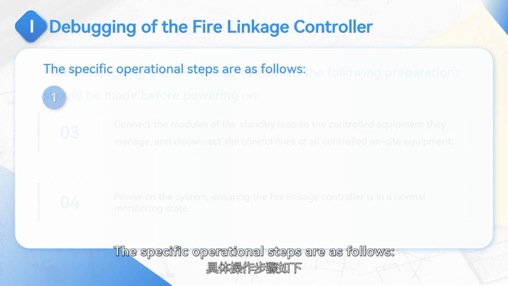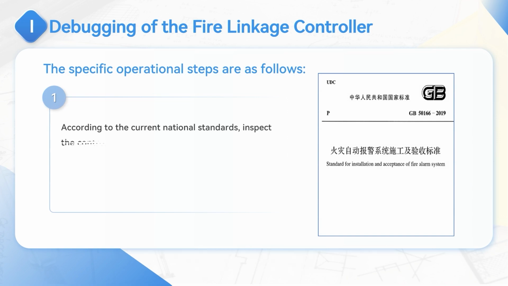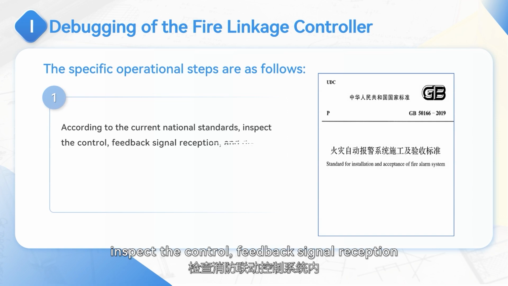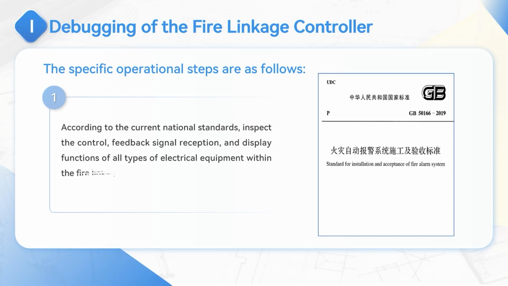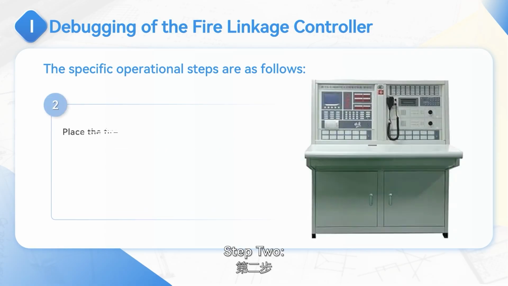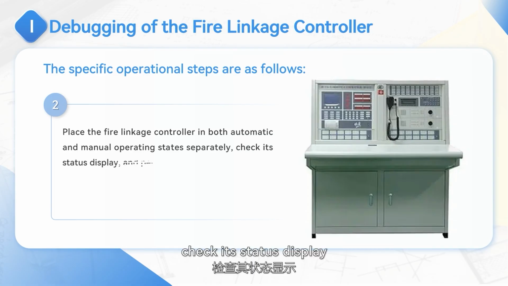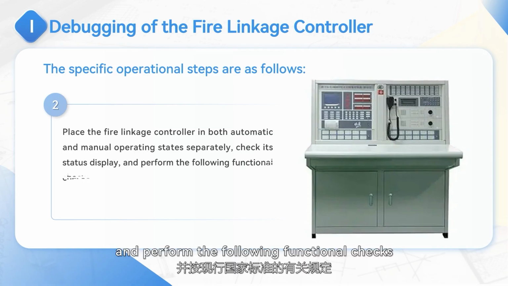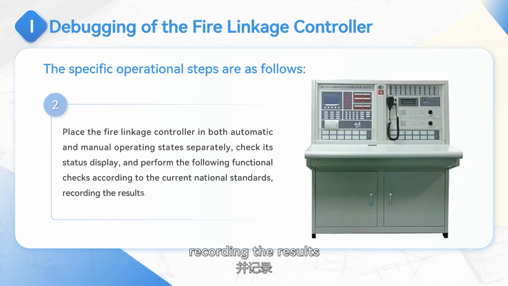The specific operational steps are as follows. Step 1. According to the current national standards, inspect the control, feedback signal reception, and display functions of all types of electrical equipment within the fire linkage control system. Step 2. Place the fire linkage controller in both automatic and manual operating states separately, check its status display, and perform the following functional checks according to the current national standards, recording the results.